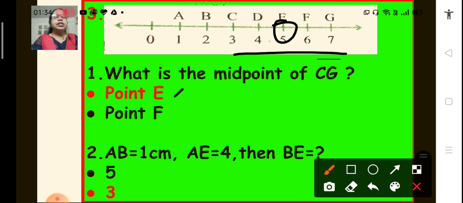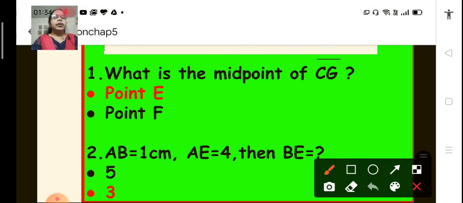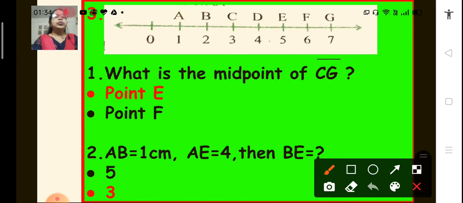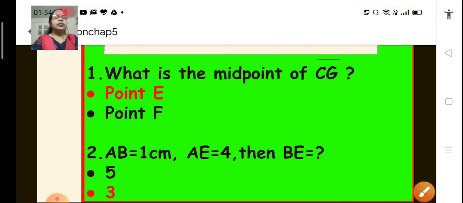Then AB is equal to 1 centimeter. It is not 1 centimeter. AB is equal to 1 unit. AE is equal to 4 units. AE is equal to 1, 2, 3, 4 units. Alright. Then BE is equal to what? BE is equal to 1, 2, 3 units, isn't it? So 3 units is right.